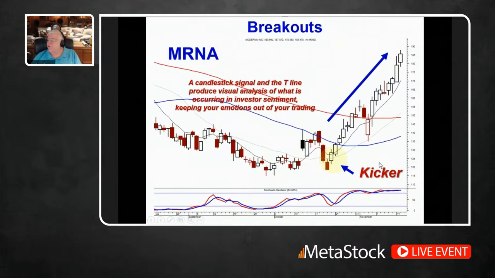What this boils down to is the signals allow you to see when it's time to get in, and then the T-line allows you to stay in big trades well past the times where most of us would say, oh, I'm going to take my profits because I've got profits. That's not the successful way to invest. The successful way to invest is find a buy signal and then sell when it's time to sell.